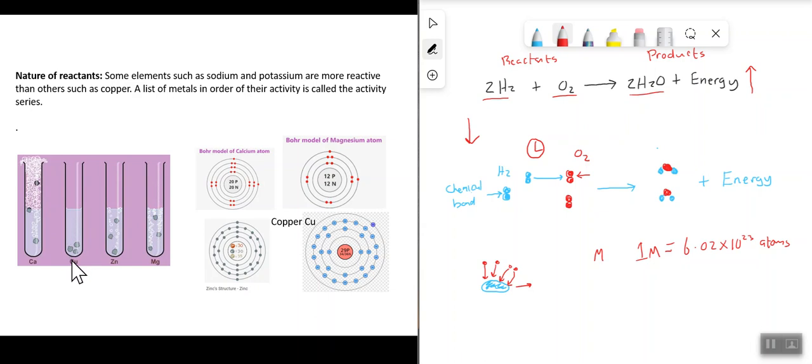If we look at copper, for example, this is copper here, it's not as reactive, so it has a different structure, or the nature of the reactant is different. If we take zinc, again, zinc is fairly reactive as well because of its chemical makeup, the way that the electrons are arranged. And then magnesium is the same as well, it's quite reactive. So again, with the nature of the reactants, some substances are very reactive, other substances are not as reactive. It just depends on the nature of the reactant that you use.